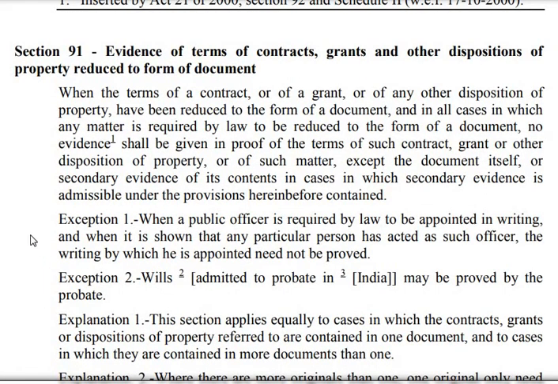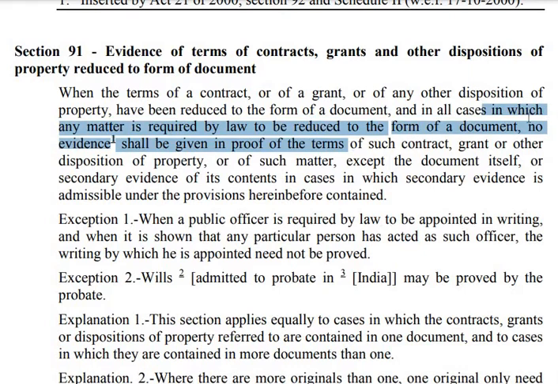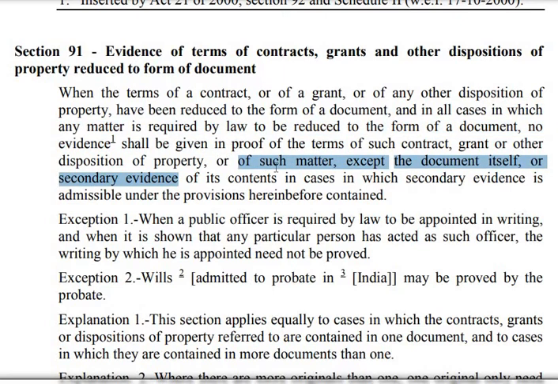Now next you have to see the second part of Section 91. Second part of the 91. For the second part, read from here. In all cases in which any matter is required by law to be reduced to the form of a document, no evidence shall be given in proof of the terms of such matter except the document itself or the secondary evidence, where the secondary evidence is admissible. So basically the second part relates to what? It relates to the matters required by law to be reduced to writing.